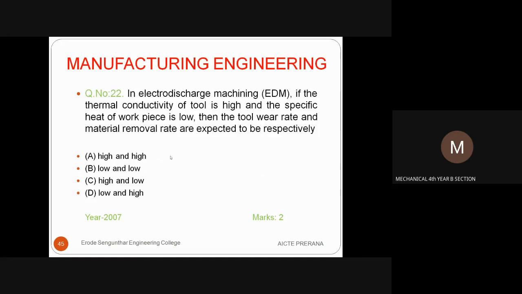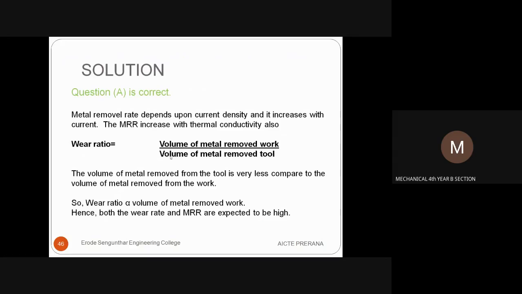Asked in the year 2007. The options are: both will be high, wear rate and metal removal rate will be high. Next option is both will be low, and option C is tool wear high and MRR low, and finally tool wear will be low and MRR will be high. Let us see the solution.